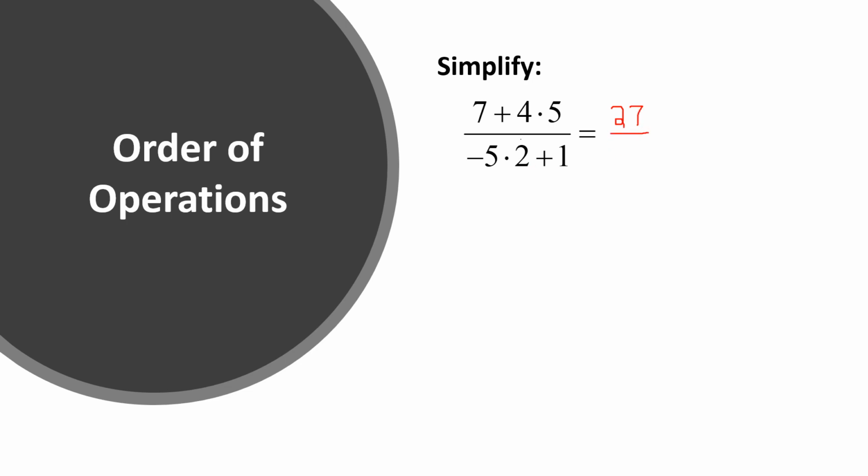Before we can divide, we have to simplify the denominator. Here we have multiplication and addition. We multiply first. Negative 5 times 2 is negative 10. Negative 10 plus 1 is negative 9. Now we can divide. 27 divided by negative 9 is negative 3.